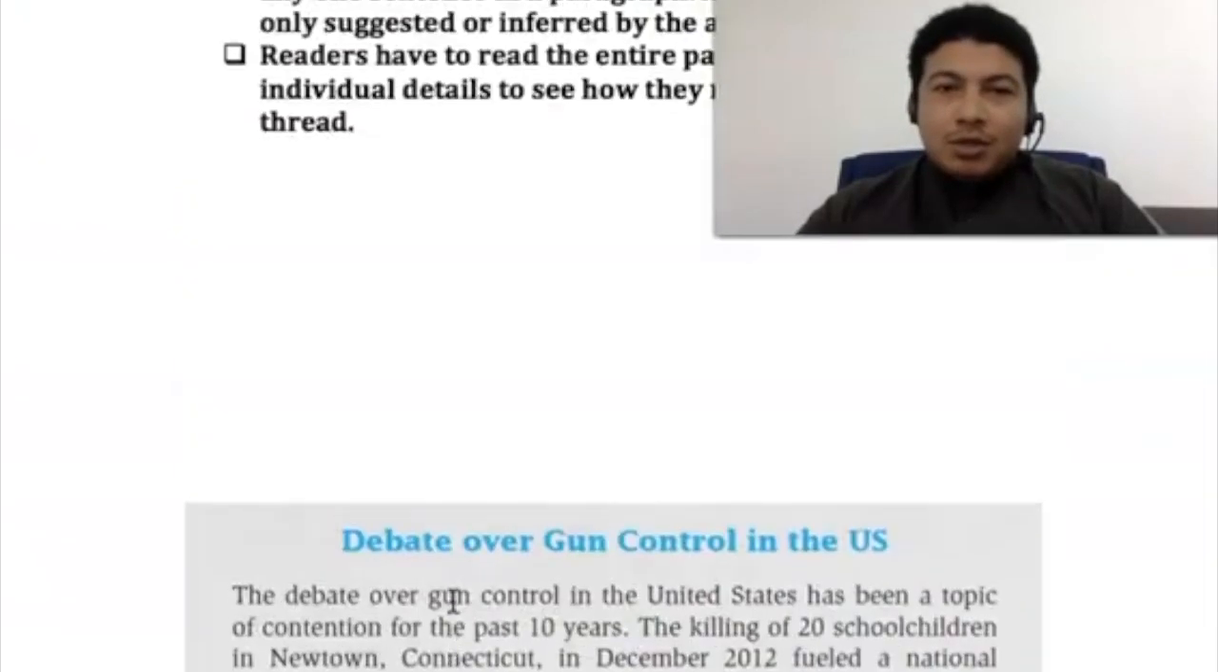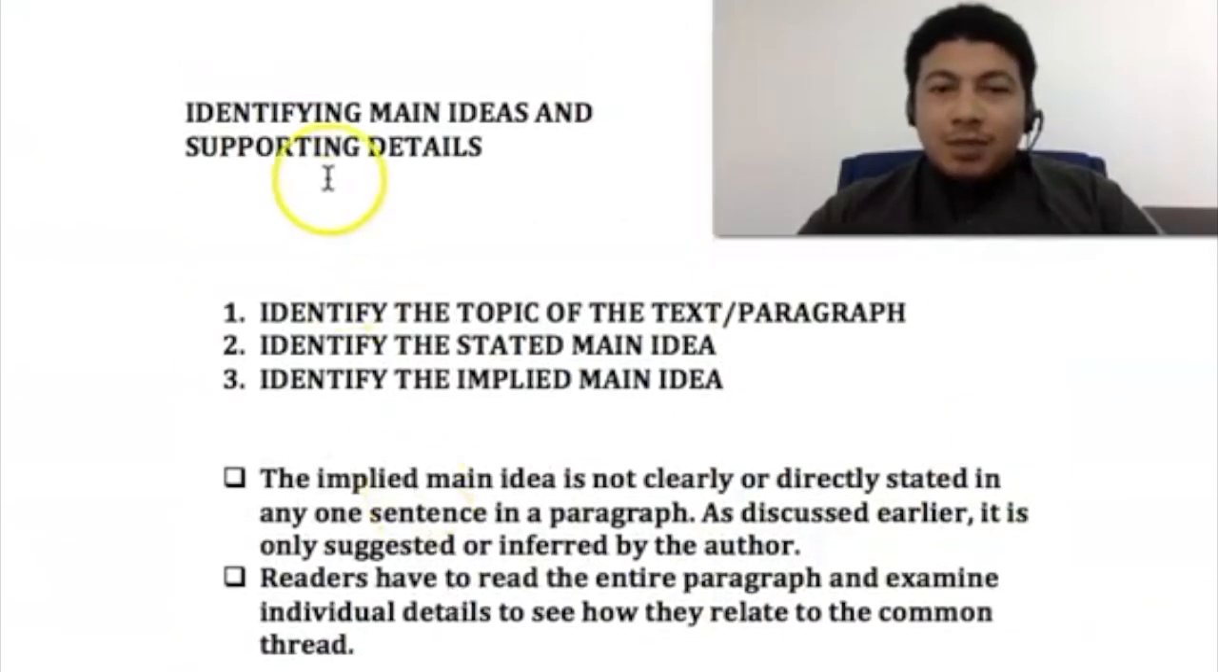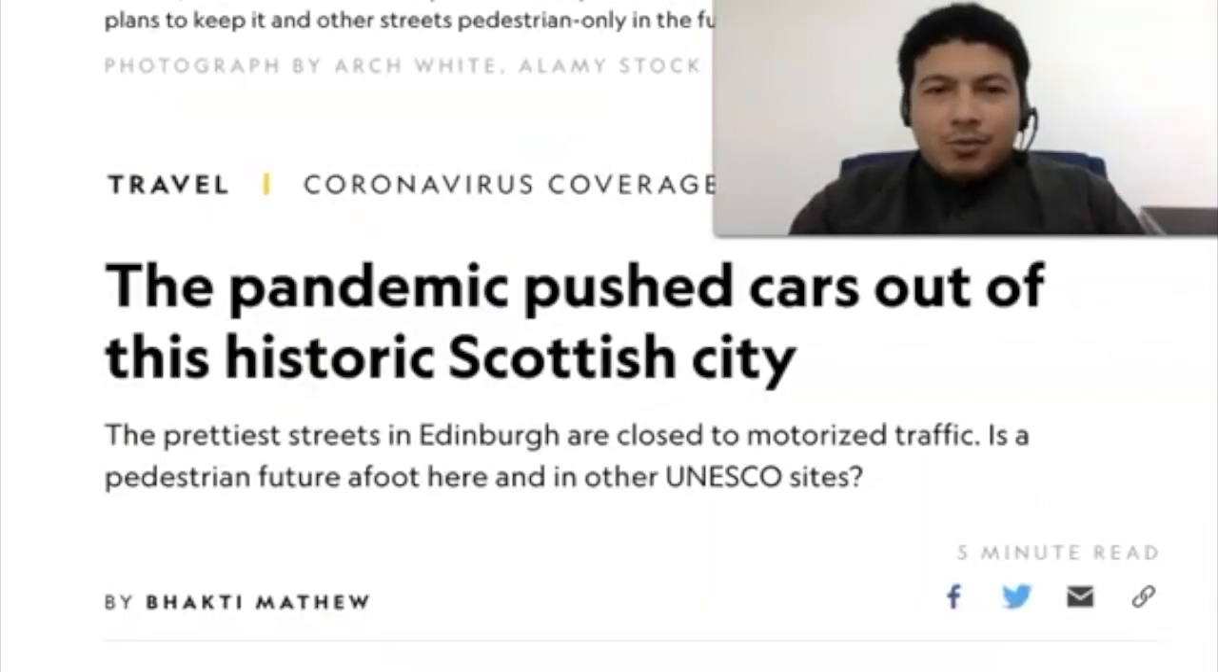So those are some examples of how we can identify main ideas by doing these three things, which is first identify the topic, then identify the stated main idea, followed by identifying the implied main idea. So let us check out one example of an article and try to look for the topic, the stated main idea, and the implied main idea.